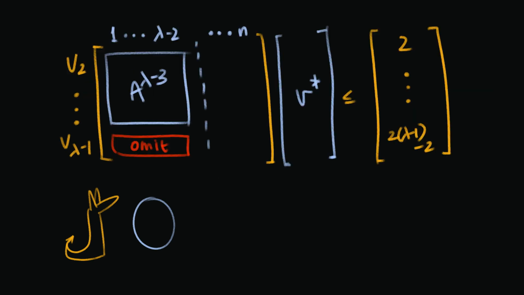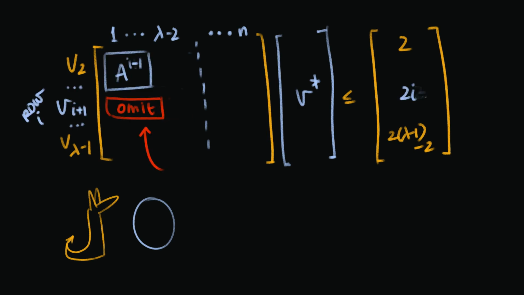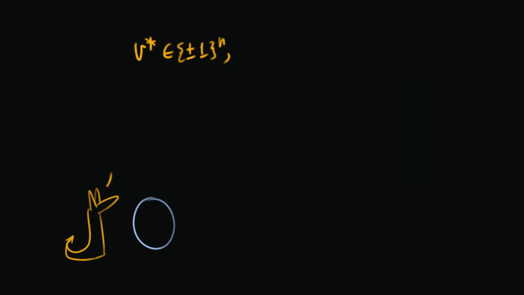These last rows will depend on fewer and fewer floating entries in v star. In particular, when row I gets excluded, there are at most I floating coordinates, so its inner product with v star can increase by at most 2I. Yes. The theorem that we have proved is that there exists a v star with plus or minus 1 entries such that this inequality is true.